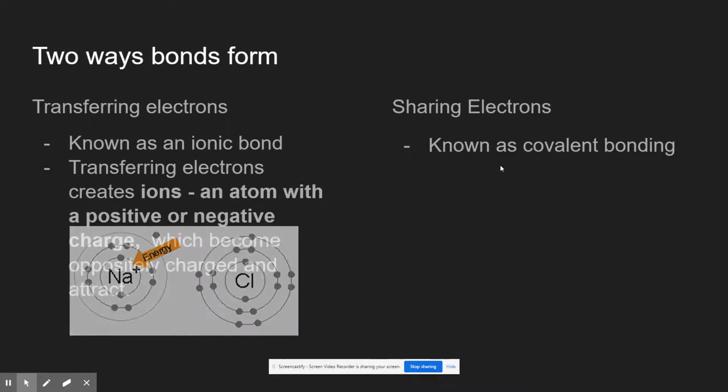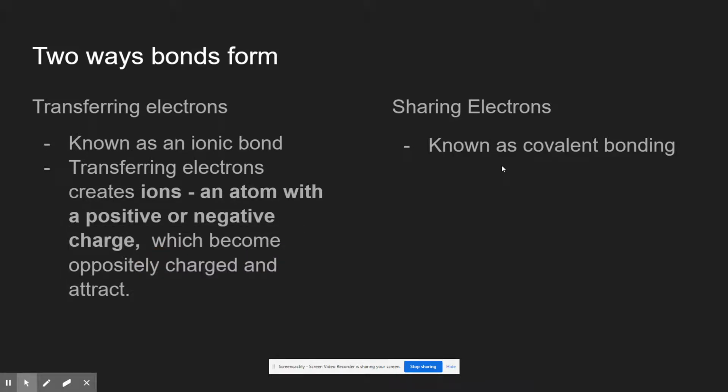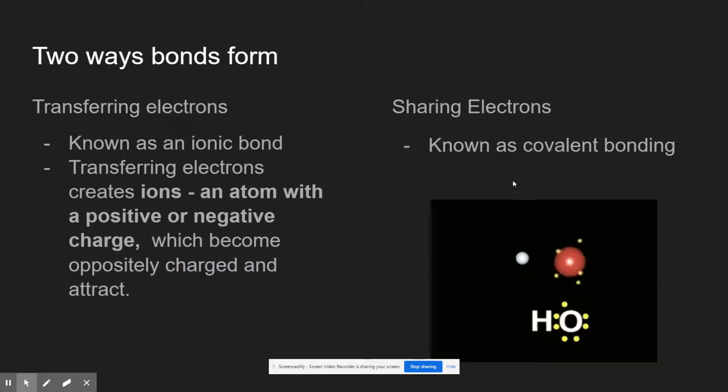And then the other way is a covalent bond. A covalent bond is when there's a sharing of electrons. So here's an example of hydrogen and oxygen. Now oxygen is going to take it more, and this isn't a complete picture, but you'll see that the hydrogen will also share to have its first level filled. They'll share electrons in order to have a full outer shell.